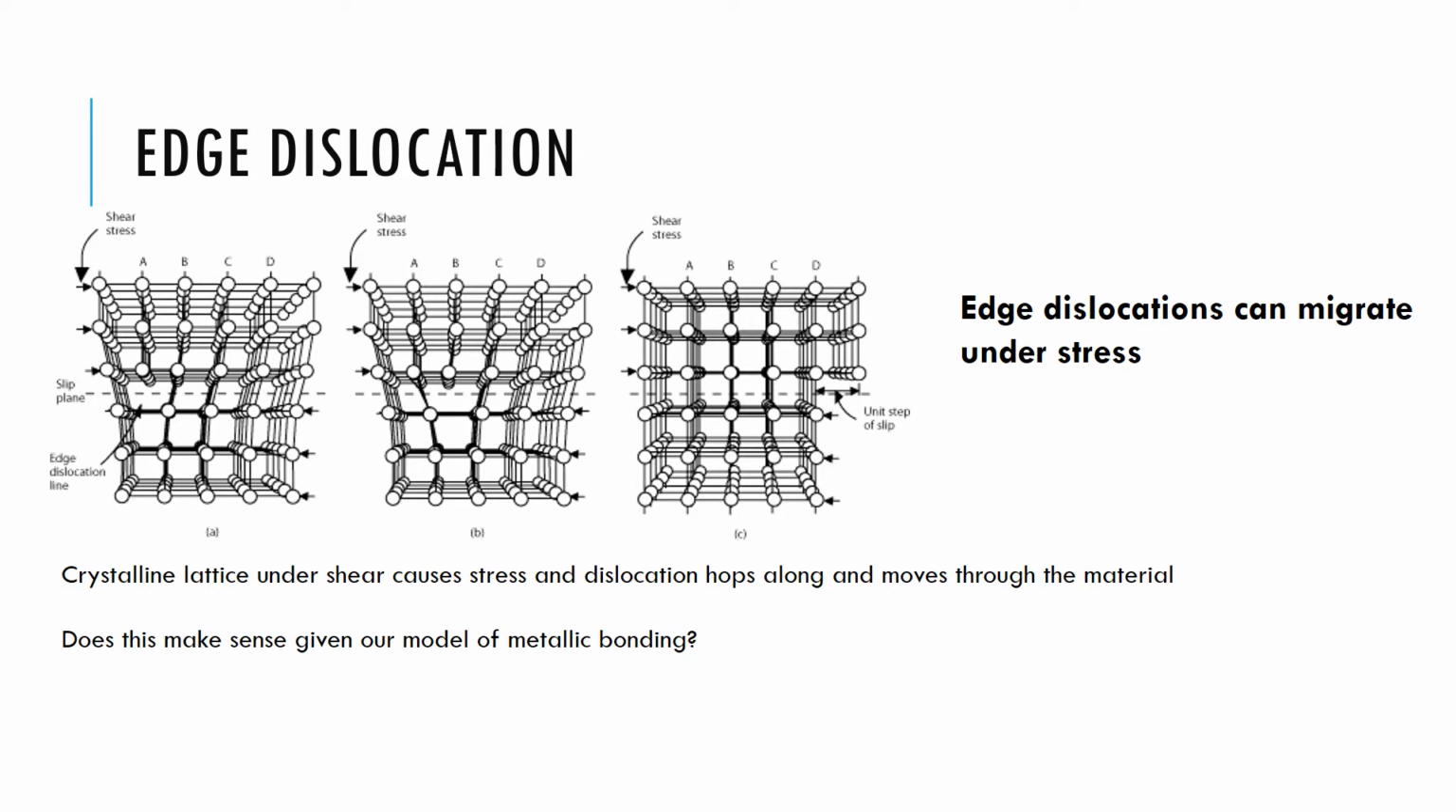Now, when you apply a stress to a material like that, these edge dislocations can migrate, and they do so in response to an applied stress. And what happens is when that crystalline lattice is under shear or an applied tensile load, the dislocation hops along and it moves through the material. And essentially what it does is it hops one unit step, one sort of lattice unit step, as the stress increases. Now we'll talk in a couple of slides' time about whether or not this makes sense given our fairly simple model of metallic bonding.